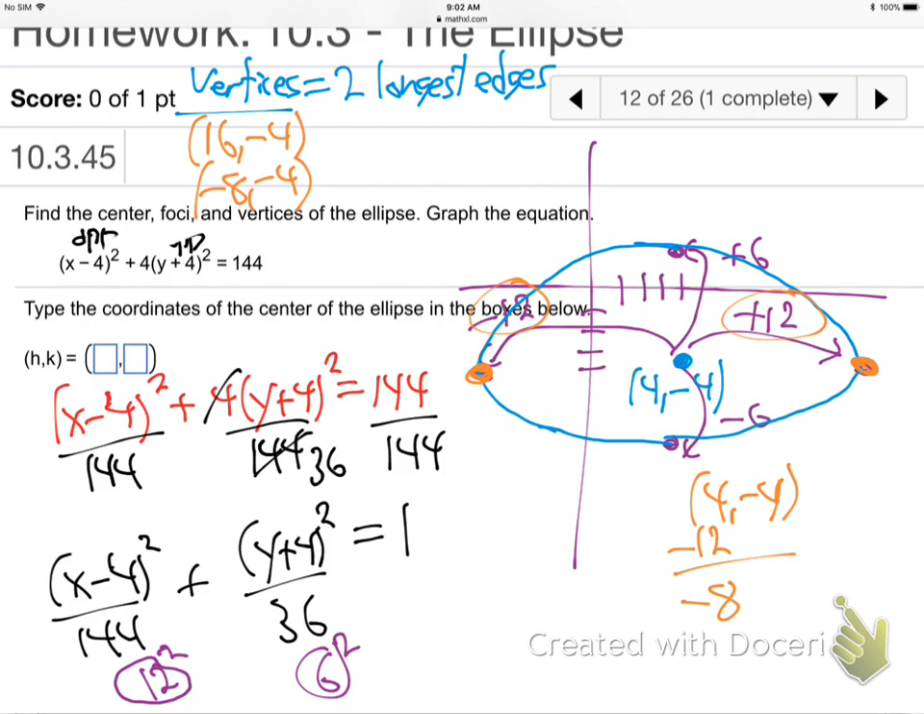So we got the vertices. How about the foci, the two focus points? Where are those going to be? Are the focus points up, down, or right, left? Yeah, they're always on the longest direction, what we call the major axis.